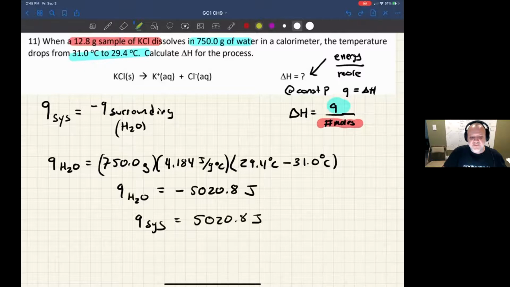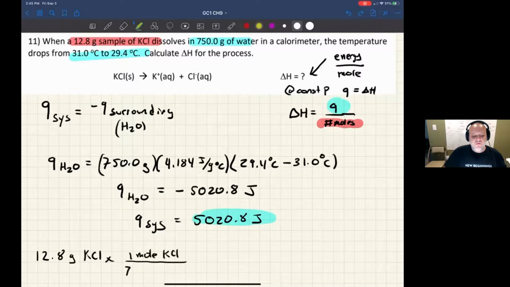All right. Now, what does this mean for the system? It means it's positive 5,020.8 joules. And now we've got our Q. So what's left is to figure out the number of moles that reacted to get that Q. I've got to use the molar mass of potassium chloride to do that.